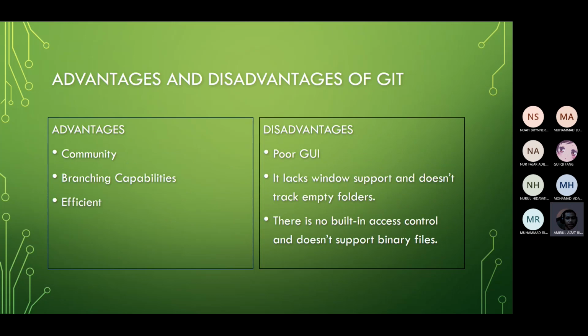So what are the advantages and disadvantages of Git? Firstly, the advantage of Git is community. Git is very popular among open source projects. Many communities have their own third-party libraries, so you can use the third-party libraries in your project. Second, branching capabilities.